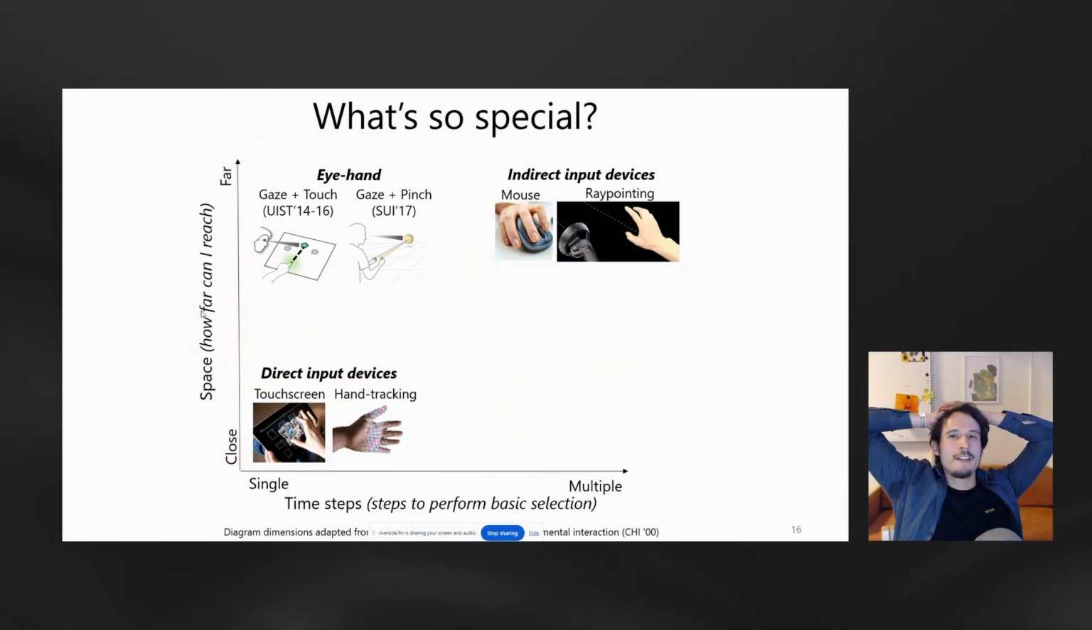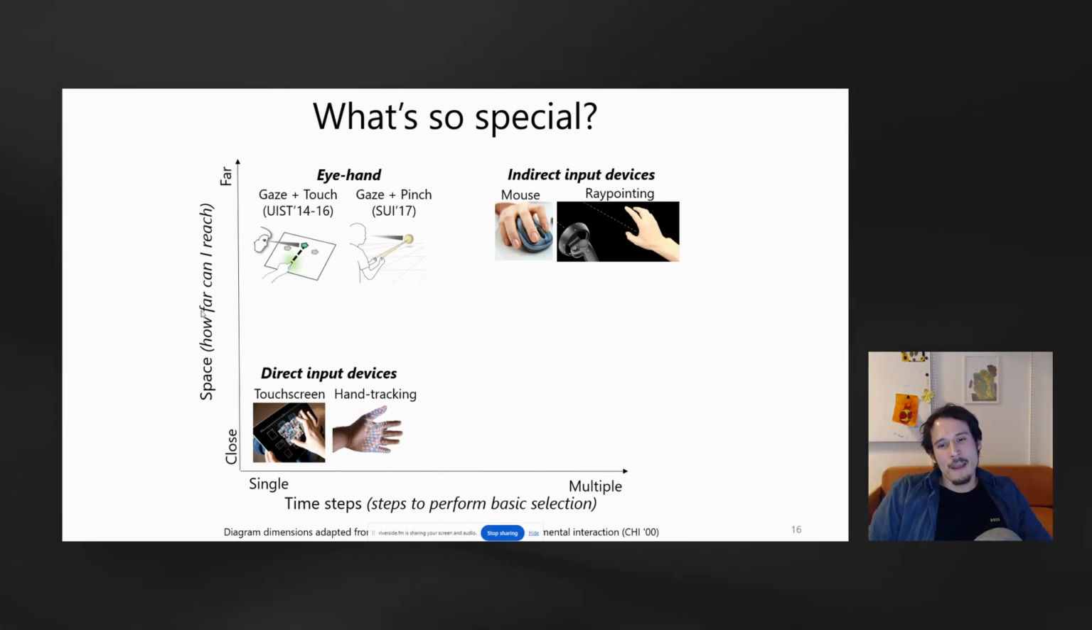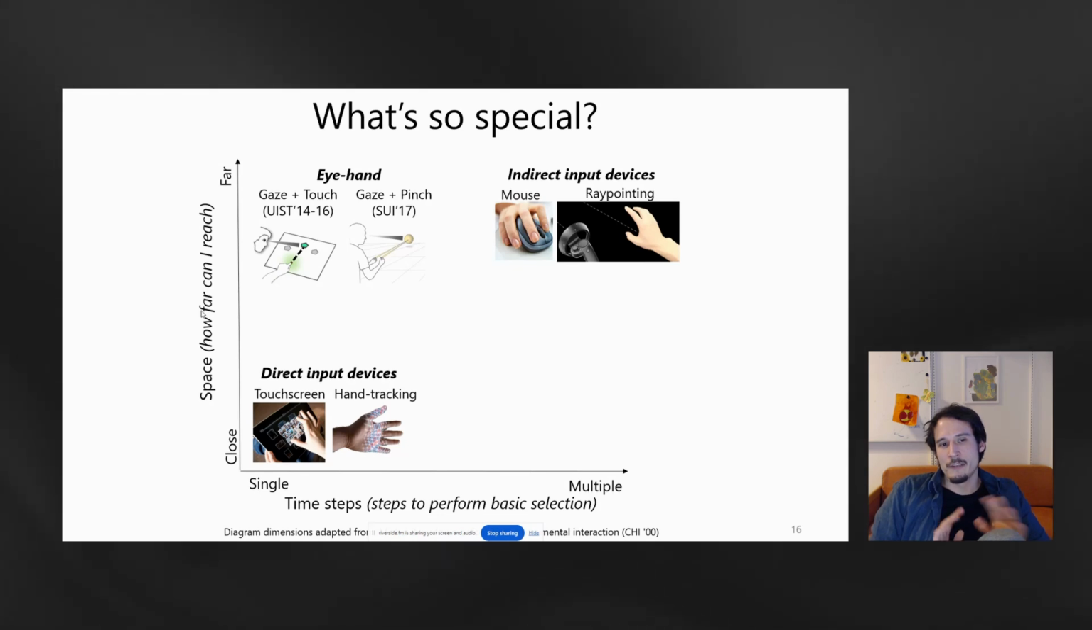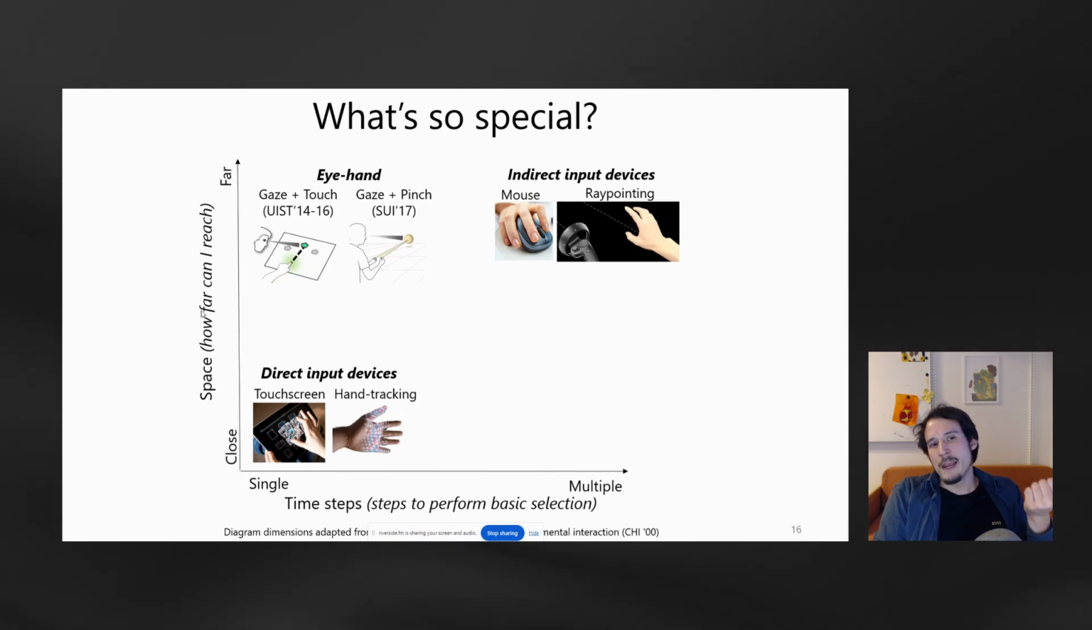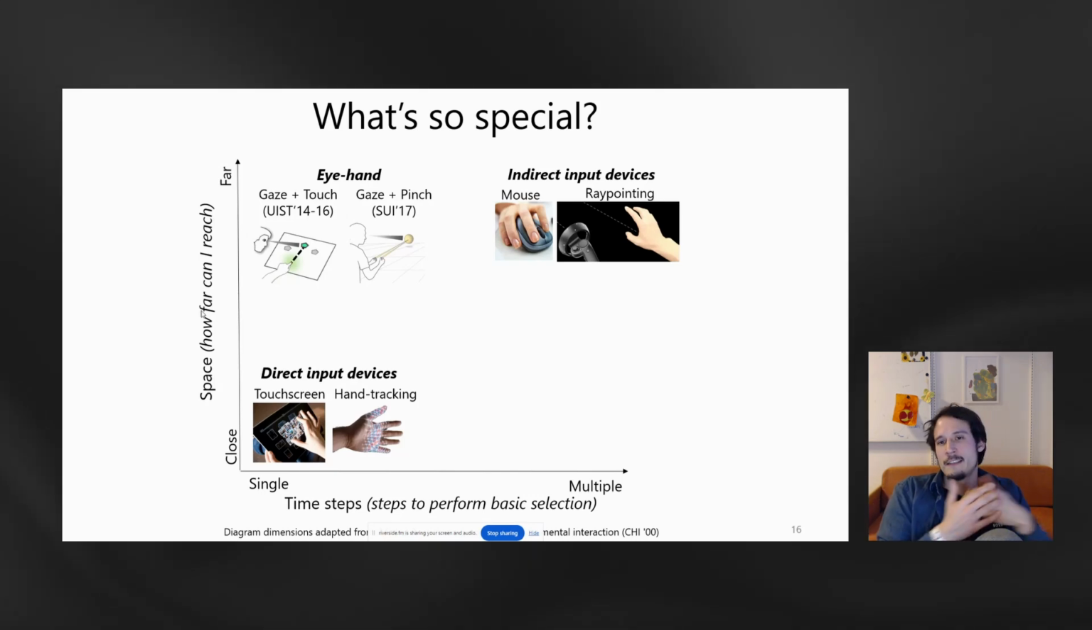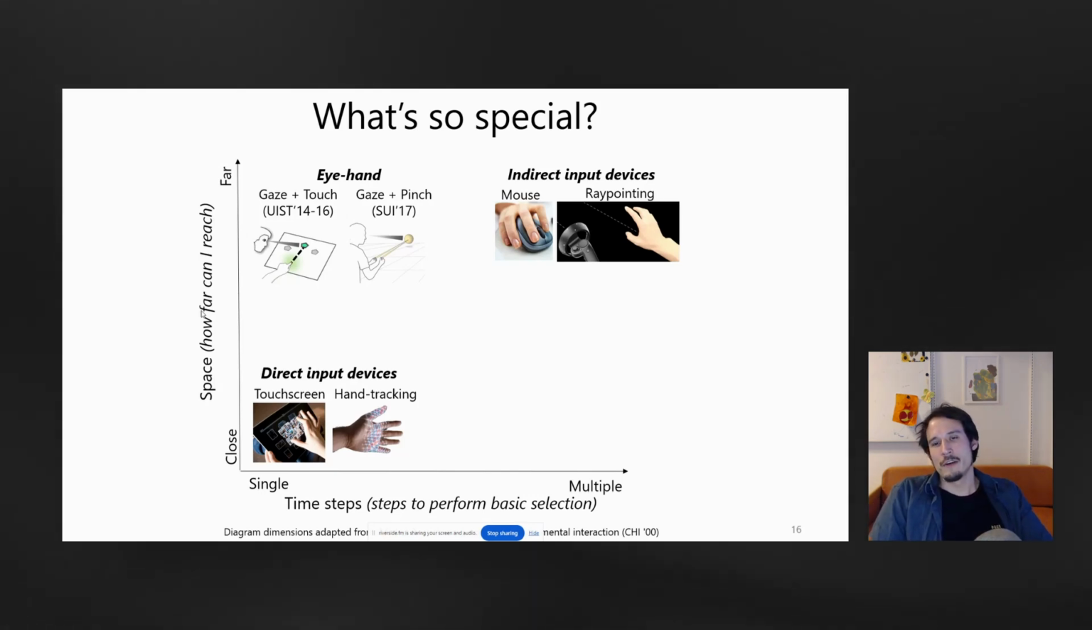So why is it actually so special to use the eyes and hands now? How is it a novelty? And I think an interesting framing for this is to think of time and space in a way. So obviously in space, if you consider direct input and indirect input, devices allow you to interact over distance. So you can interact with things that are far away. Direct manipulation is typically focused on near space, right?